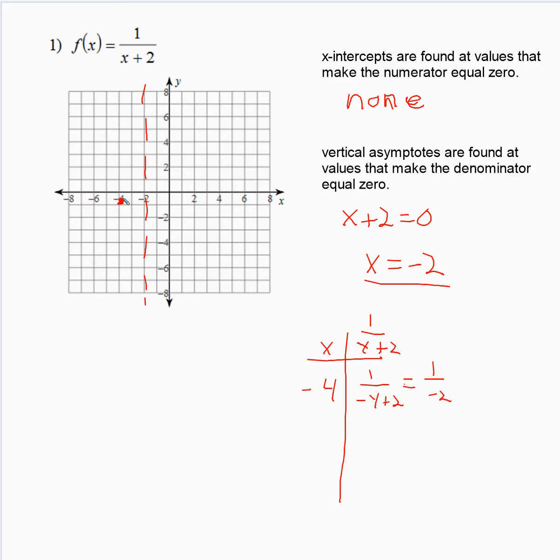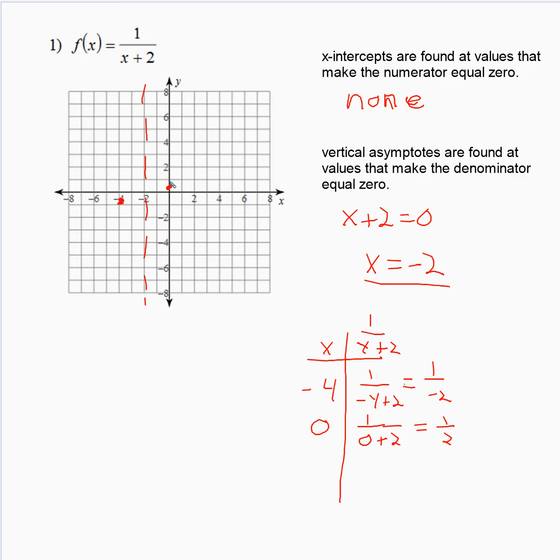And then we'll pick something to the right. Usually 0 is an easy one to pick, so when we put 0 in there, we get 1 over 0 plus 2, and that's equal to 1/2. And so when x is 0, we get y equals 1/2, and that's actually enough for us to tell what these graphs look like.